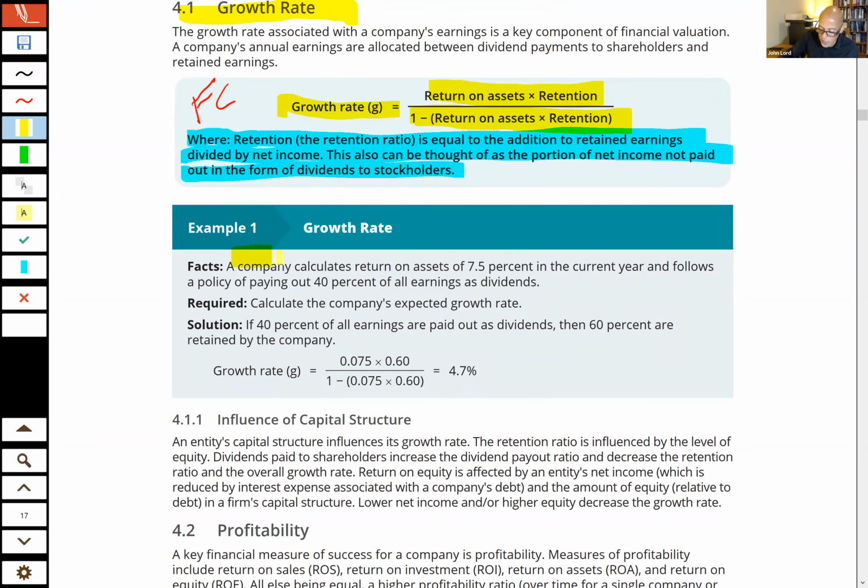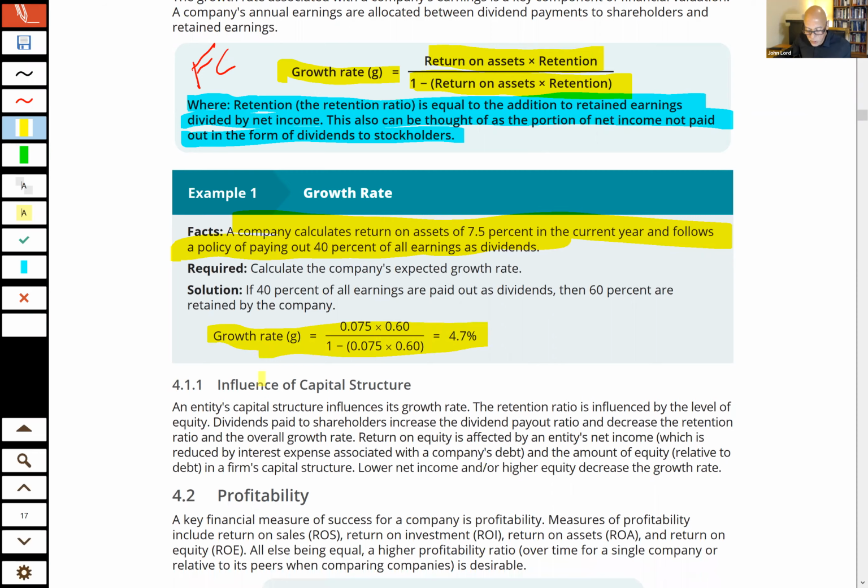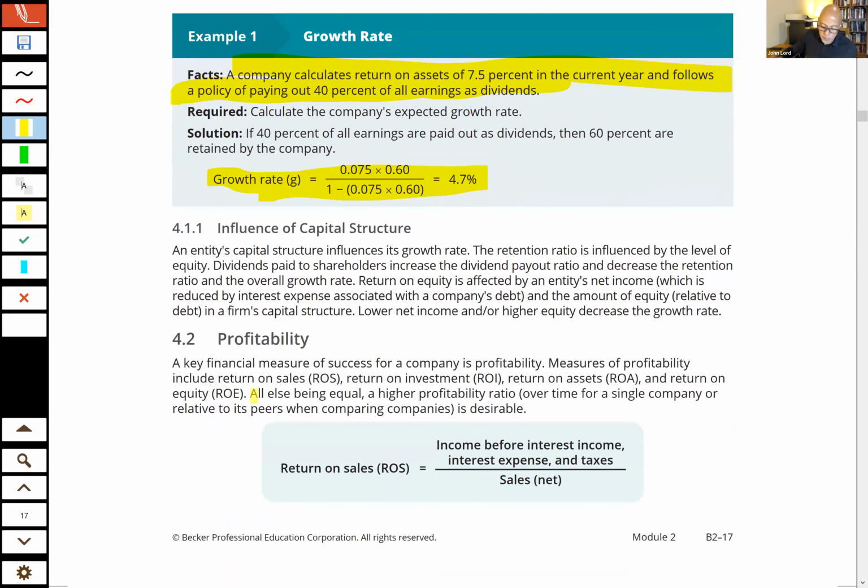A company calculates return on assets at 7.5% in the current year and follows a policy of paying out 40% of all earnings as dividends. Well, that then means that they're keeping 60% of their earnings in retained earnings, and that therefore becomes our retention rate. And so you can see they just go ahead and use the formula for the growth rate, which is 4.7%.